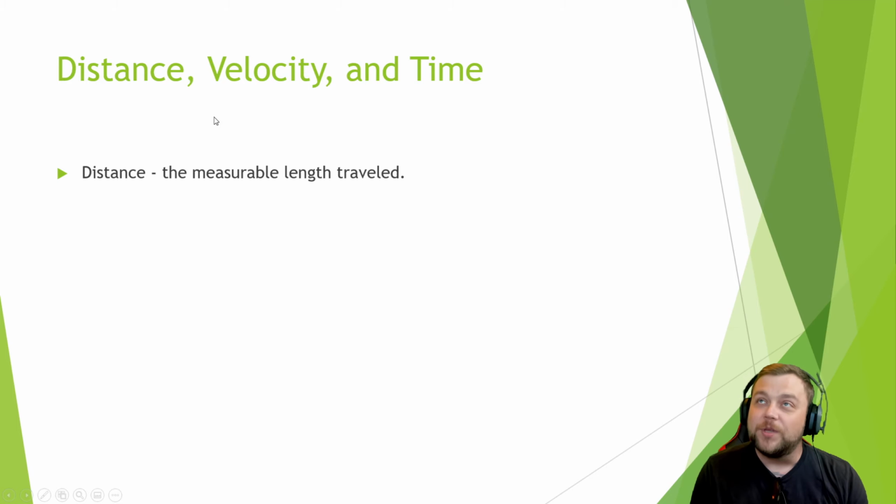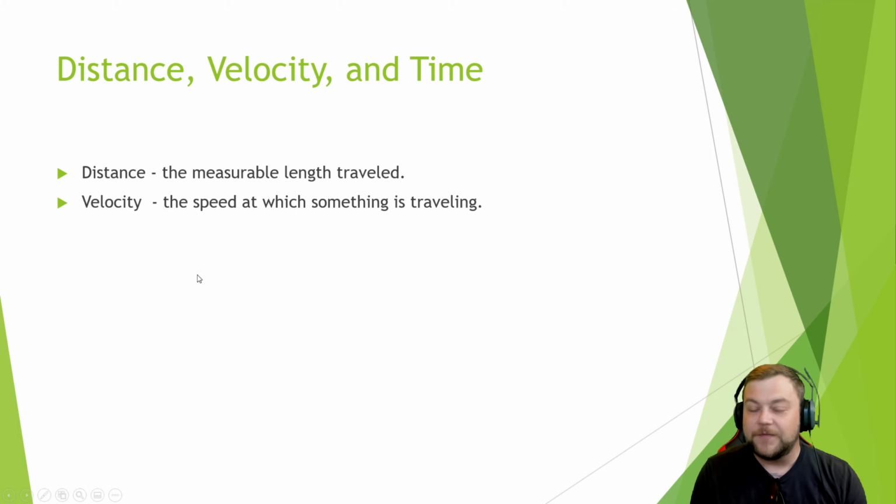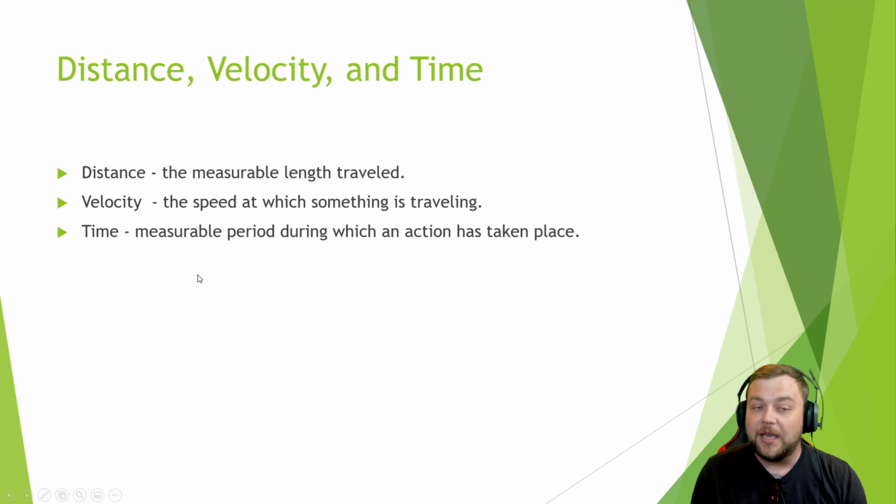So this is going to go a little bit more into the physics that you might find on the GED science test. So distance, velocity, and time, okay? Distance is the measurable length traveled. So from point A to point B, what's the distance, okay? So the length. If you're familiar with absolute values, these come in handy when you're measuring distances.